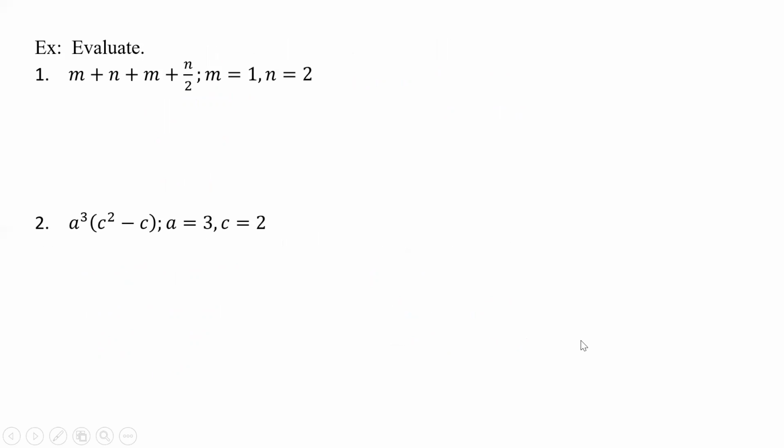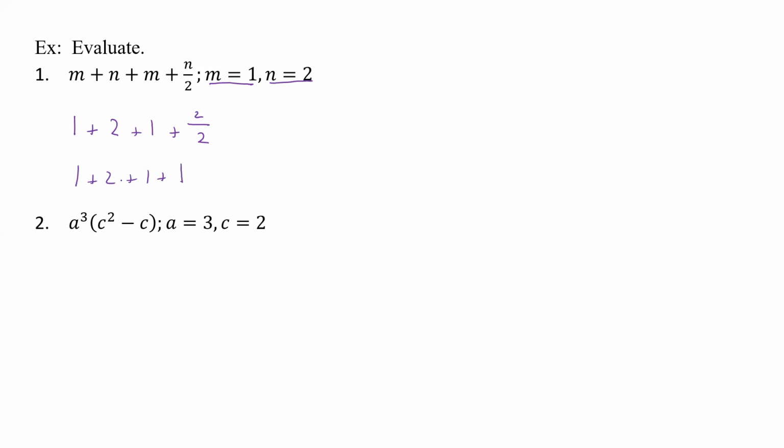All right, so this one we're supposed to evaluate, and again what we're doing is plugging in values into our expression. So m is 1, so we have 1 plus n is 2 plus 1 plus n is 2 divided by 2. All right. So what we can do is we can just add them up as we go. Well, what do we know about 2 divided by 2? Well, that's the same thing as 1. So we have 1 plus 2 plus 1 plus 1.